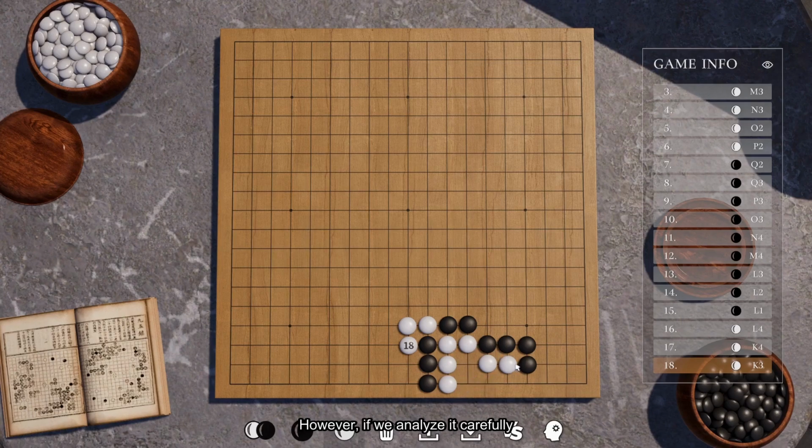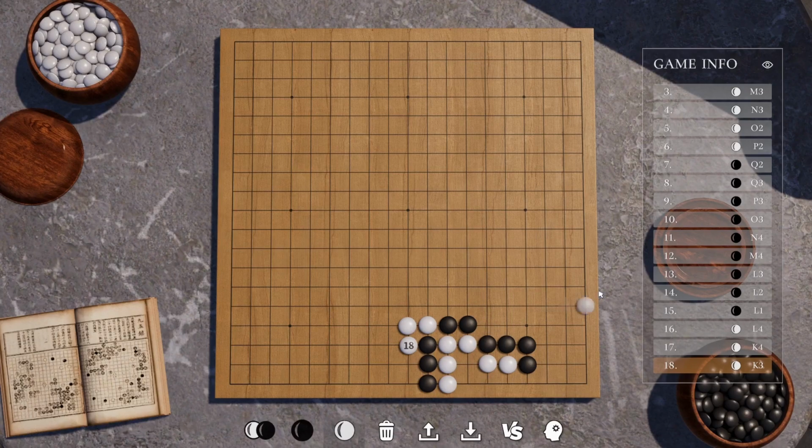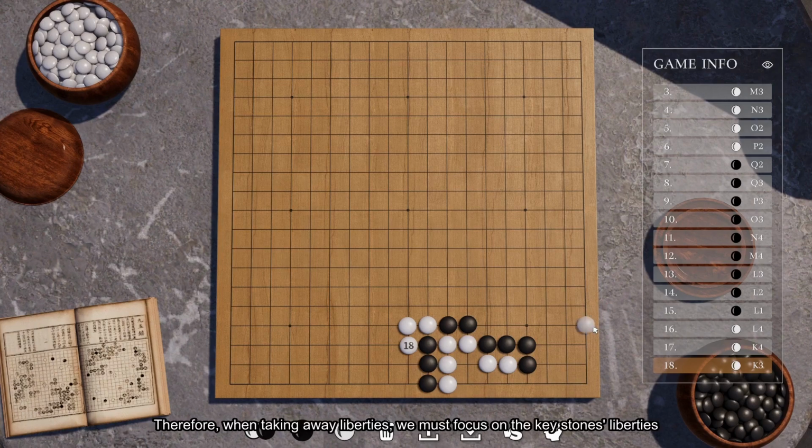However, if we analyze it carefully, we will find that these 4 white stones are the keystones because they are closely connected to black. While these 2 white stones are not directly connected to black. Therefore, when taking away liberties, we must focus on the keystone's liberties. And by observing, we can see that these 4 keystones actually only have 2 liberties. So, for our first move, we should play Atari at this position.